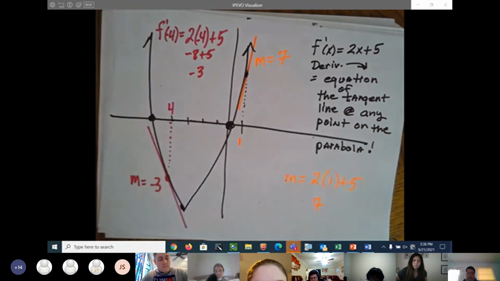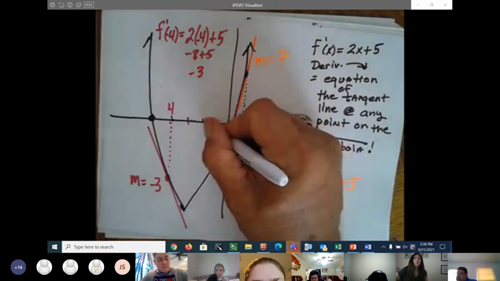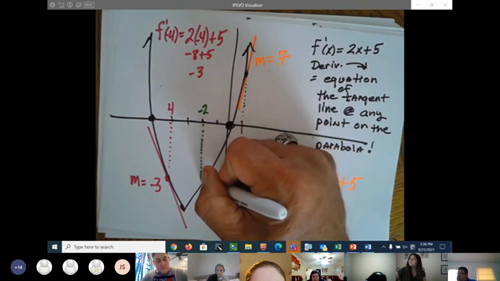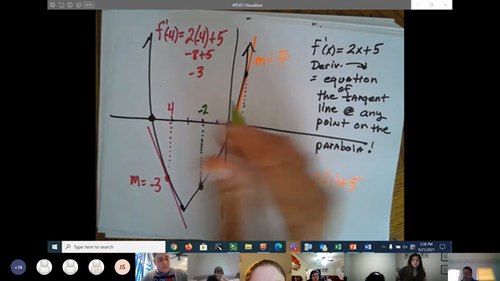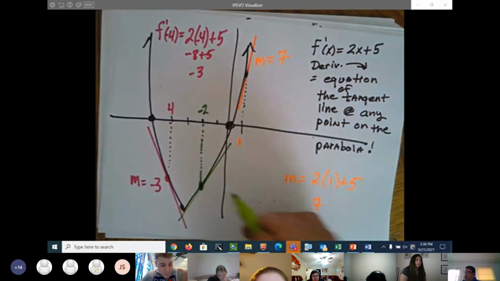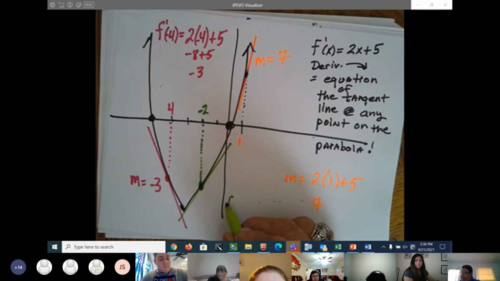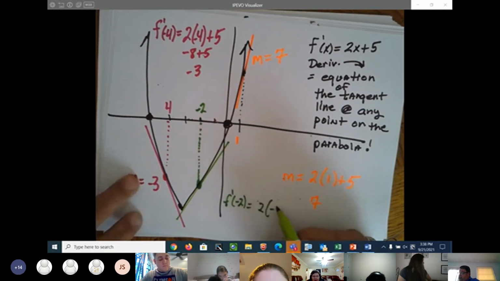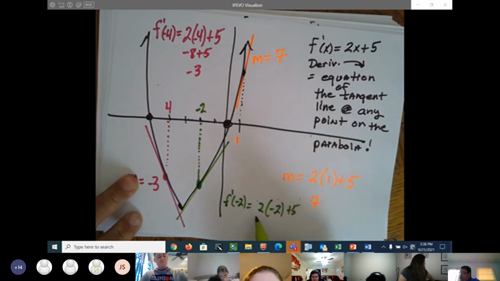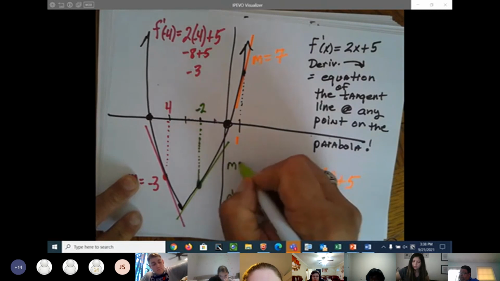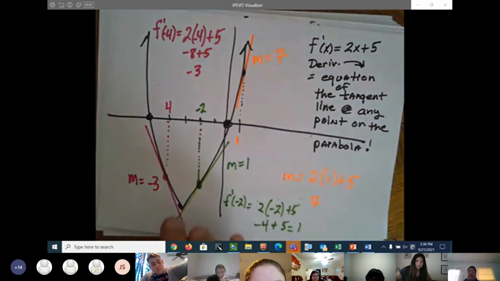What about over here? Well, go over here. Let's get a green marker. Let's go with x is equal to negative 2. So m, or f prime of negative 2, is equal to 2 times negative 2 plus 5. And negative 4 plus 5 is equal to what? You can do this all day long.